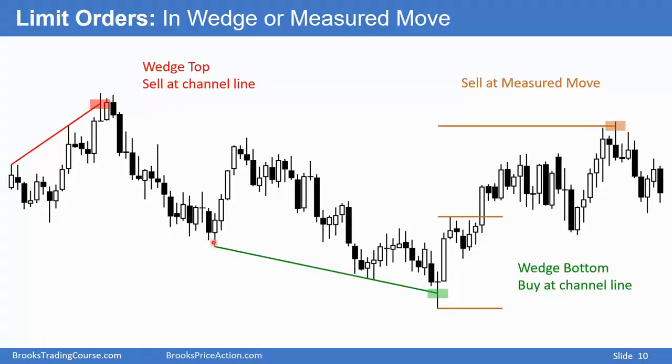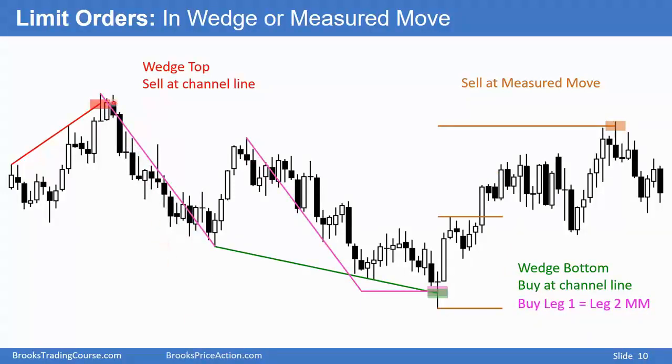Wedge bottom, 3 pushes down, 1, 2, and now 3. A lot of trading range price action. This is probably a bear leg in what will become a trading range. Traders will therefore place a limit order at the bottom of this channel, and they get filled right here, betting on a couple legs up.